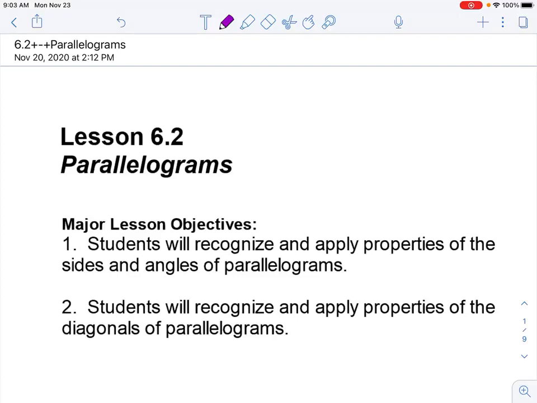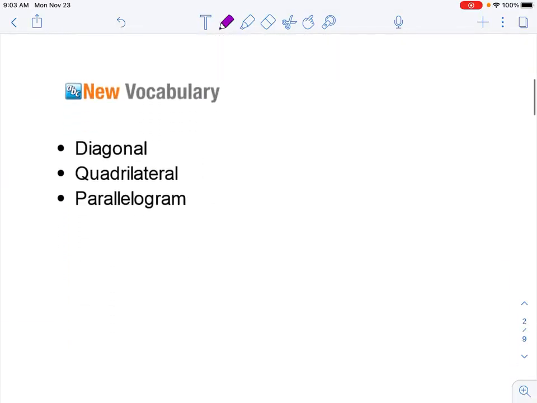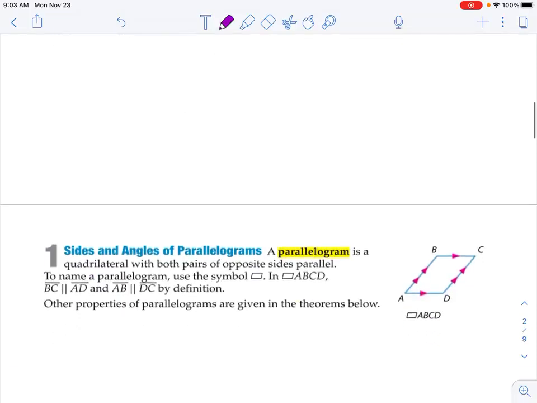Today we are going to cover 6.2 parallelograms. You guys will be able to recognize and apply properties of the sides and angles of parallelograms and the diagonals of parallelograms as well. So your new vocab here is diagonal, quadrilateral, and parallelogram.